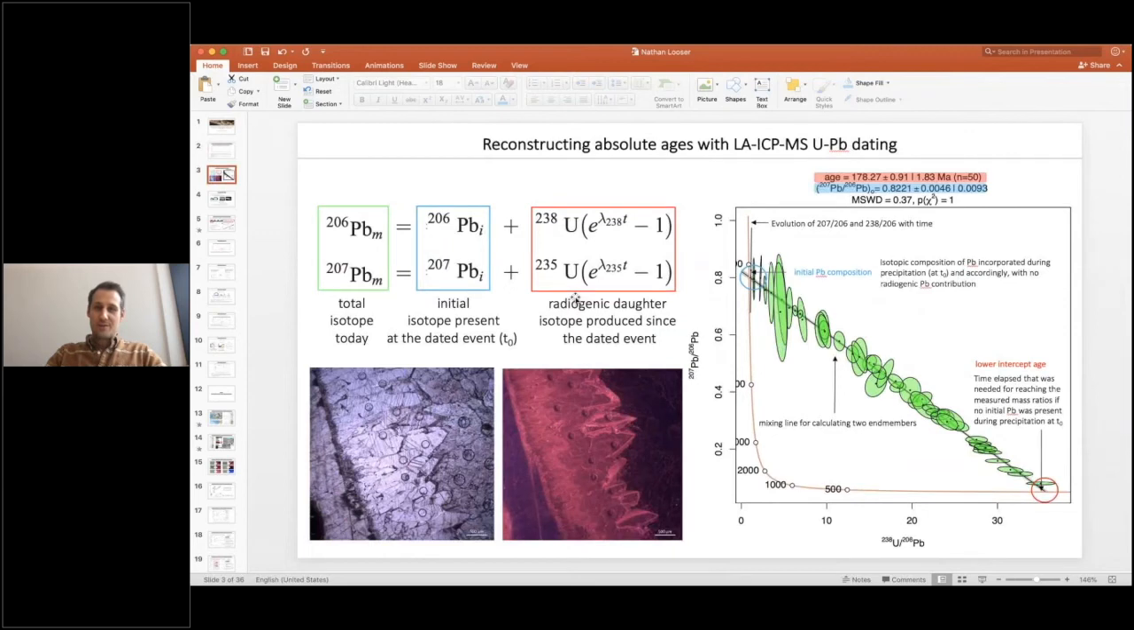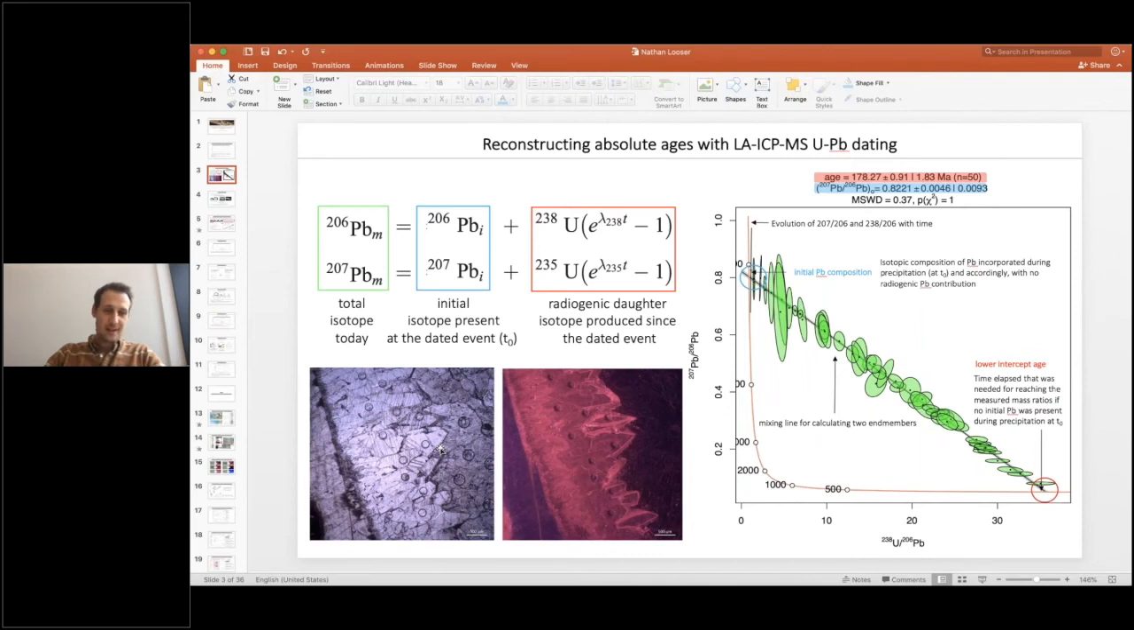Okay, let me give you some introduction to the methodology. First, how do we reconstruct absolute ages with uranium lead dating? We do it with laser ablation ICP-MS dating. That means we have a laser coupled to a mass spectrometer, and with that laser, we shoot small holes into the cement that we want to date. These you can see here.